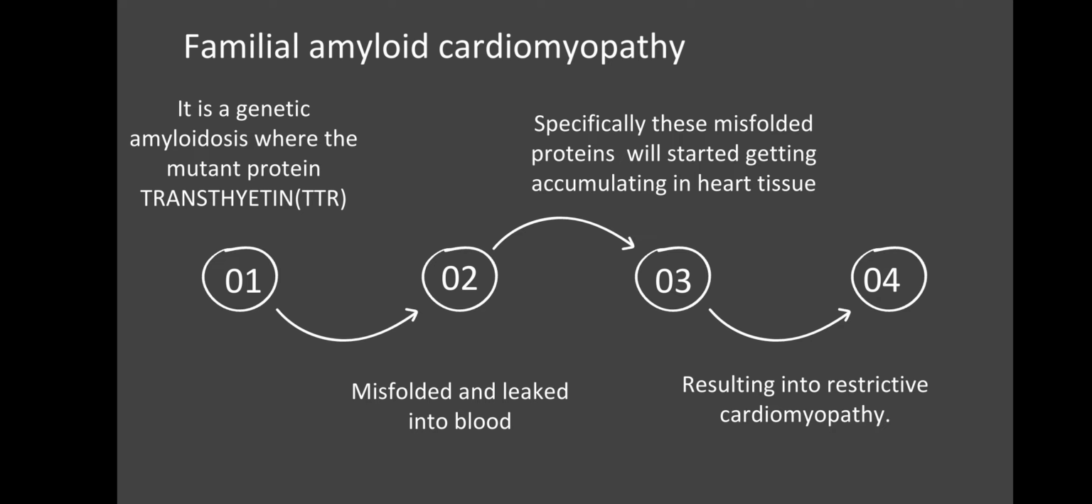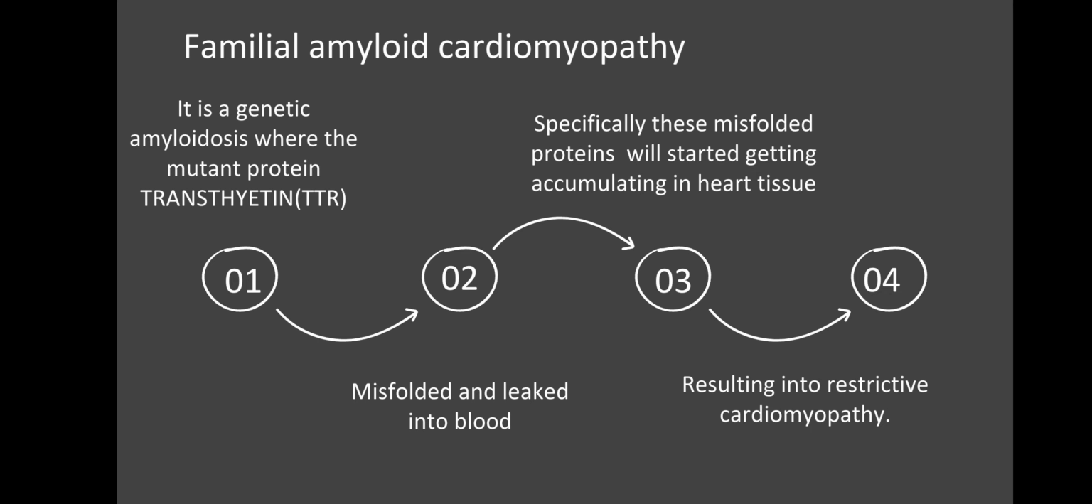Let's go to the next one, which is familial amyloid cardiomyopathy. It is a genetic amyloidosis where there is a mutant protein named transthyretin, also known as TTR, which gets misfolded and leaks into the blood. Specifically, this misfolded protein TTR goes into the heart tissue and accumulates in the heart walls, resulting in restrictive cardiomyopathy, also known as familial amyloid cardiomyopathy.